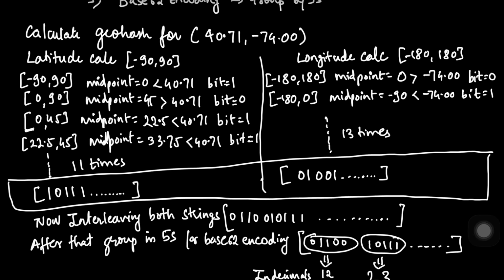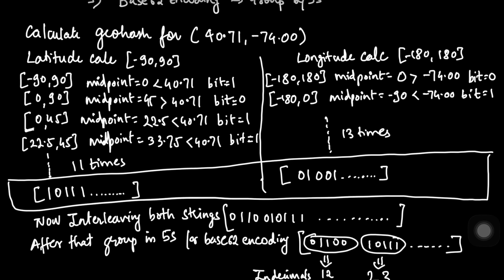If you have not understood the algorithm, which is perfectly fine, I have an example for the same coordinates, that is 40.71 comma minus 74.00. We will calculate the geohash for this particular coordinate. Once we complete this algorithm for these coordinates, we will be able to generate a hash for them, using the algorithm I mentioned just before.